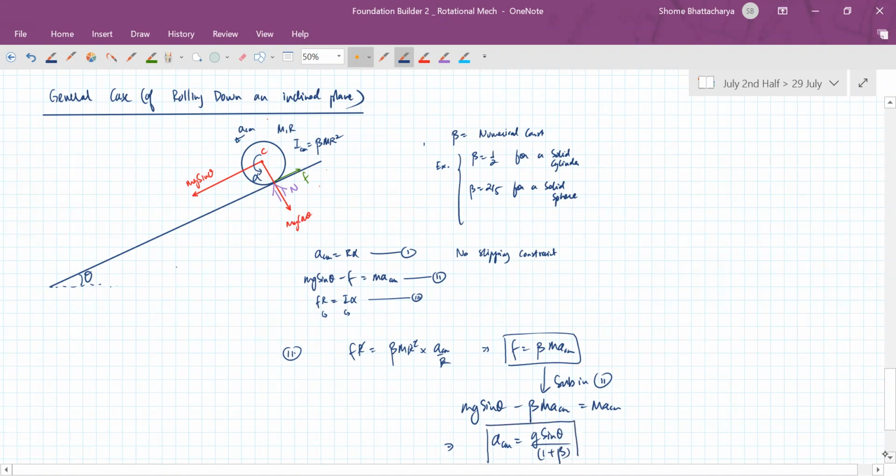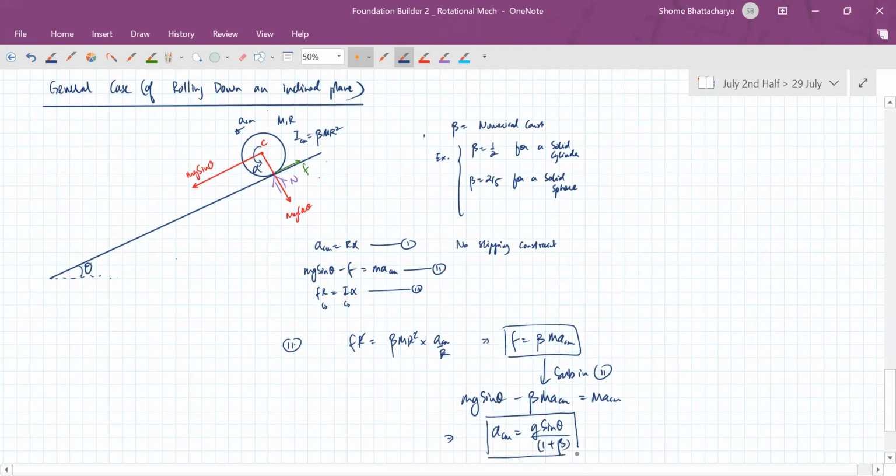And now you can use this as a direct formula. In an objective question, if you want to find the acceleration of an object rolling down an inclined plane, you can use this as a direct formula, and you have to just substitute the value of beta according to what kind of object it is, whether it is a hollow sphere or a solid sphere, etc. So that's the first thing. Accordingly, alpha will be equal to ACM by R, so g sin theta upon R into this factor of 1 plus beta.